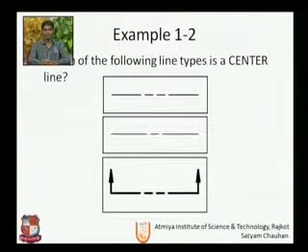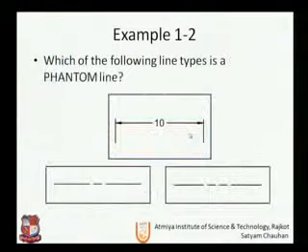Next, which of the following line types is a center line among these three? So the answer will be the middle one, the long chain line. Which of the following line types is a phantom line among these three? So the phantom line is the right hand side one.